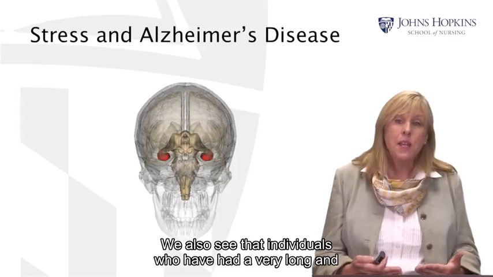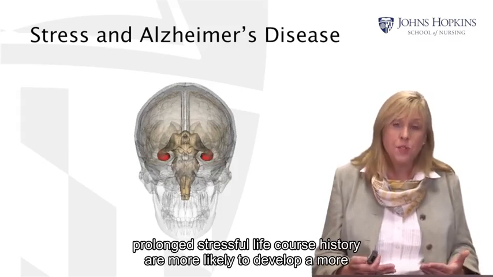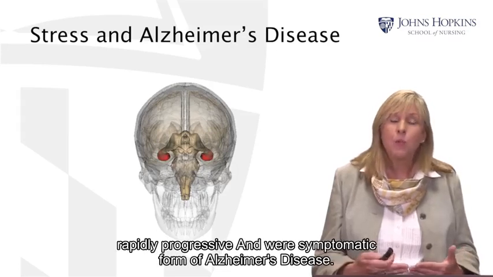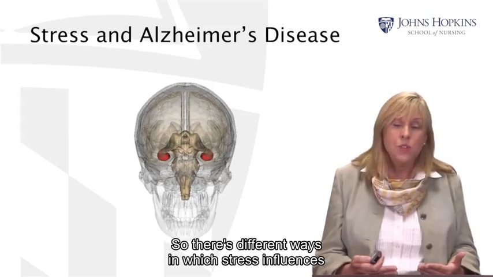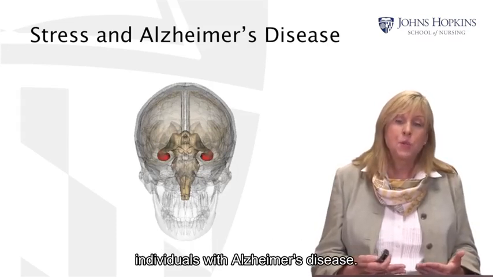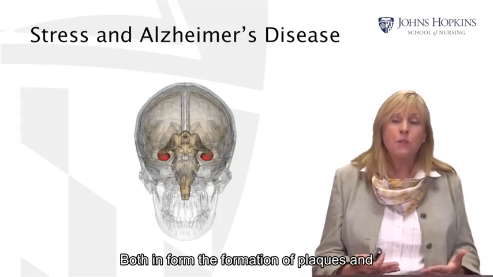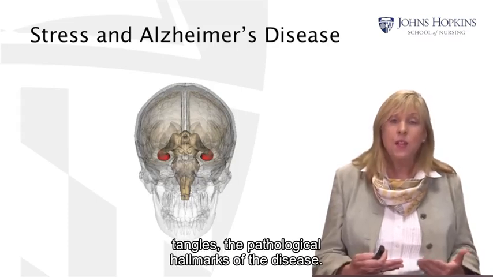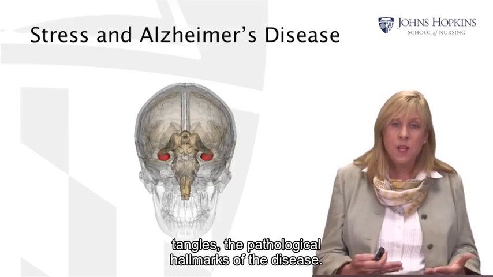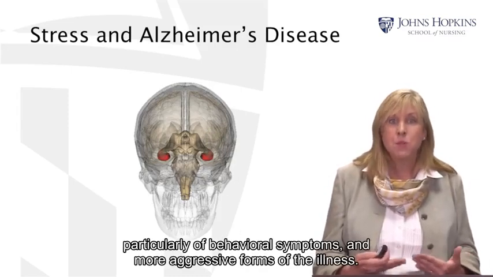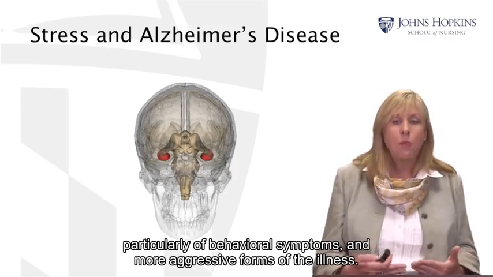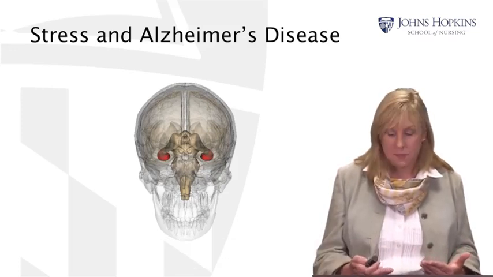We also see that individuals who have had a very long and prolonged stressful life course history are more likely to develop a more rapidly progressive and more symptomatic form of Alzheimer's disease. So there are different ways in which stress influences individuals with Alzheimer's disease, both in the formation of plaques and tangles, the pathologic hallmarks of the disease, and it also explains how life course can influence the manifestation, particularly of behavioral symptoms and more aggressive forms of the illness.